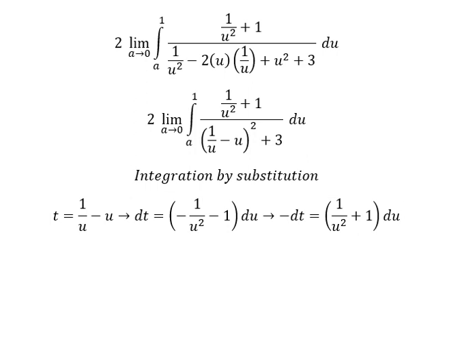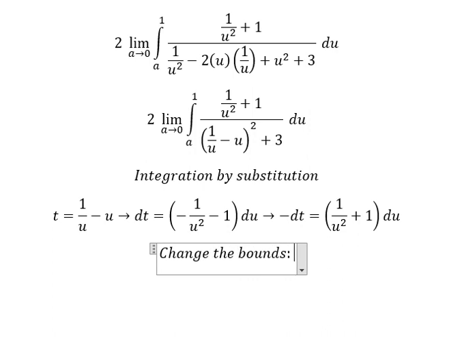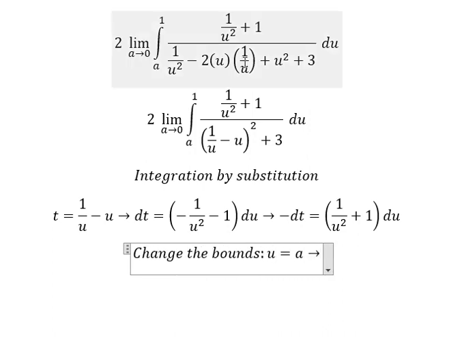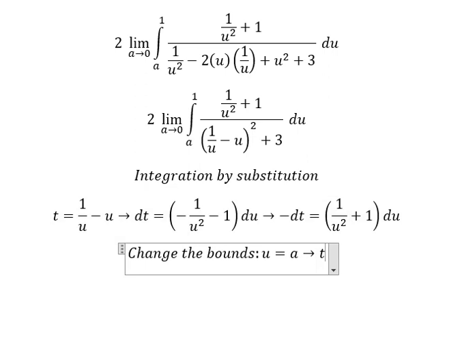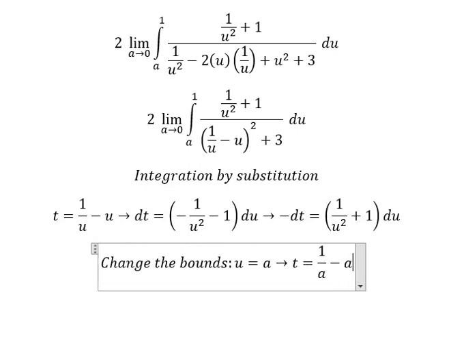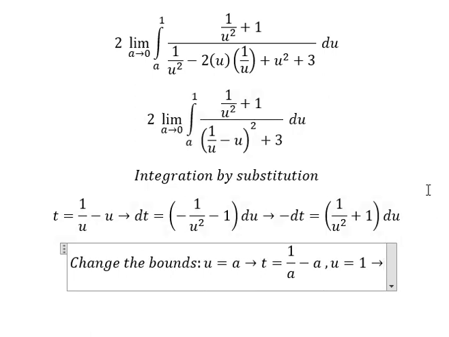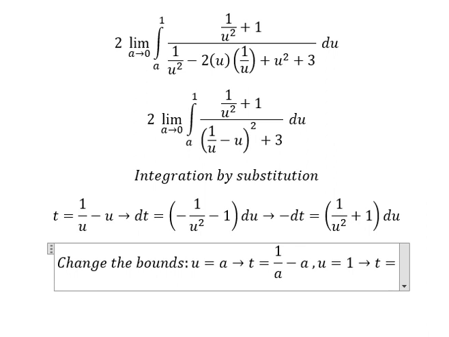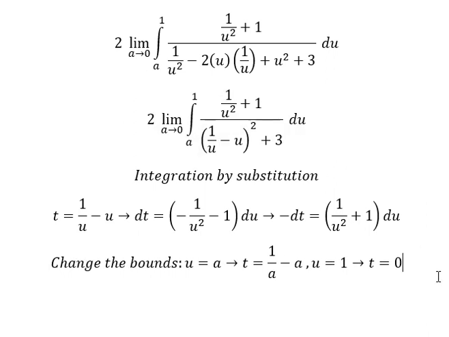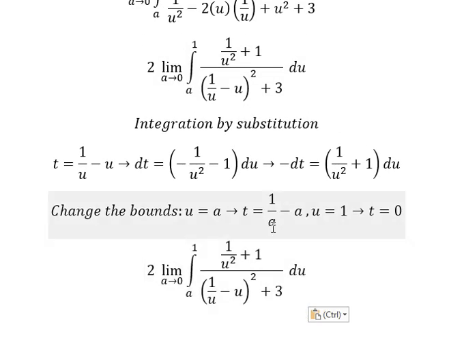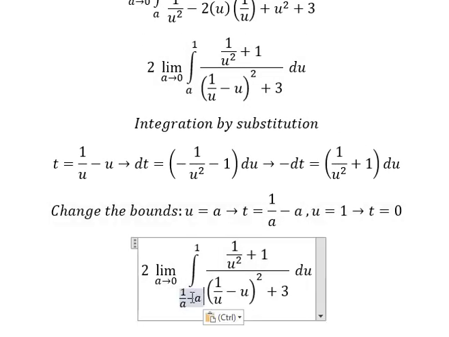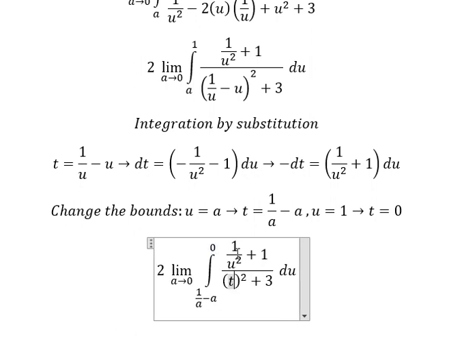Next, we need to change the bounds. When u equals to 8, so we put 8 gone here, and we got about t equals to 1 over 8 minus 8. When u equals to number 1, we put number 1 gone here, and we got about t equals to number 0. So 8 we change for this one. Number 1 we change for u. This one we change for t. This one with du we change for negative dt.